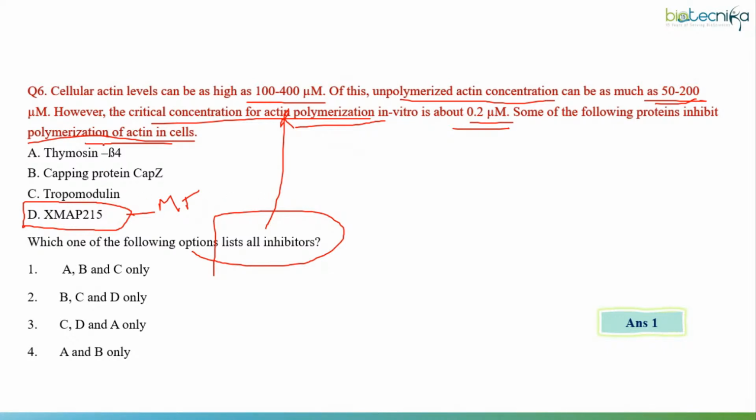And the rest of the things are related to actin. Gelsolin, just now I said modulation, capping, inhibition, thymosin, inhibition. So all of these are inhibitors of actin filaments. So you can easily opt for option 1. That much easy is this question.